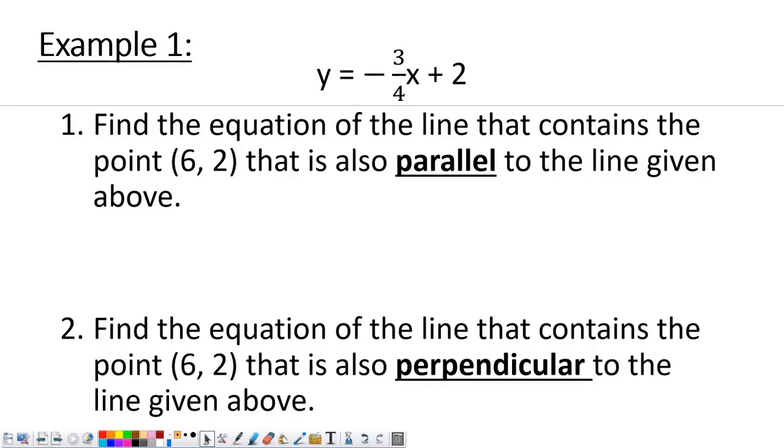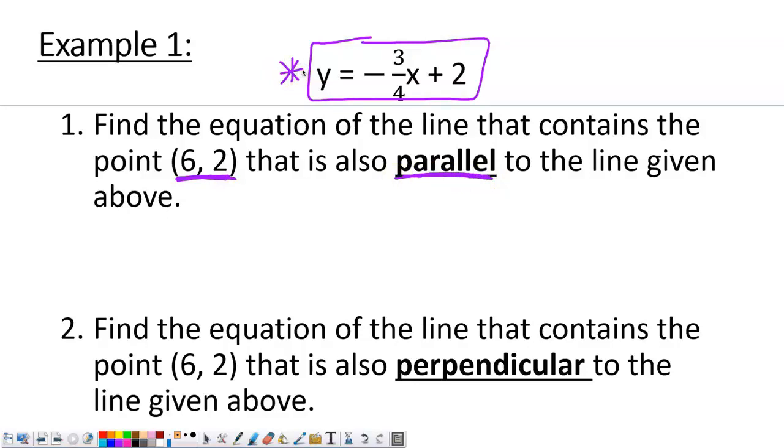So let's go ahead and do example 1 here. Find the equation of the line that contains the point (6, 2) that is also parallel to the line given above. So they've given me a line, and they want me to find the equation of another line that goes through this point, and that line also needs to be parallel to the first line. Okay.